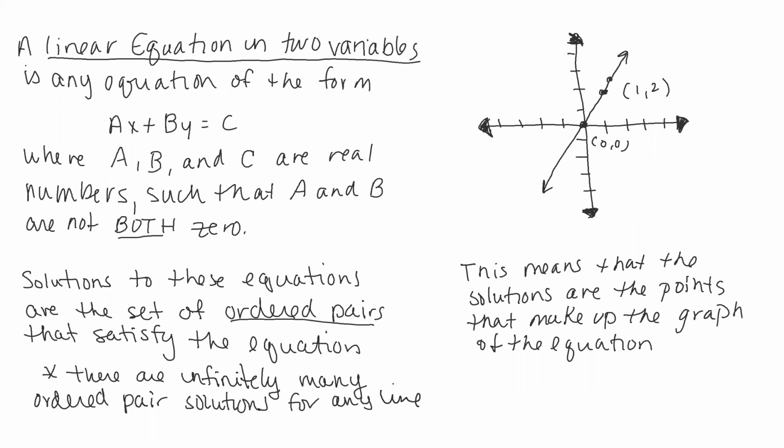You have a solution here, here, here, here, here, in between all of these. You have some down here, down here, down here. This line goes forever. So technically, these ordered pair solutions go on forever. When we graph a linear equation, we're just looking at a snapshot of the solution to the equation. So in short, the solution is the graph of the equation.